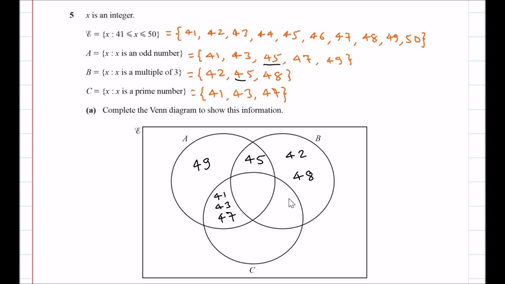Whatever is left apart from these elements in the universal set, we will write outside these circles in the rectangle. So we can write what are the things left now: 44, 46 and 50. Now after combining all these we should get 41 to 50. So we are done with this part. Okay.